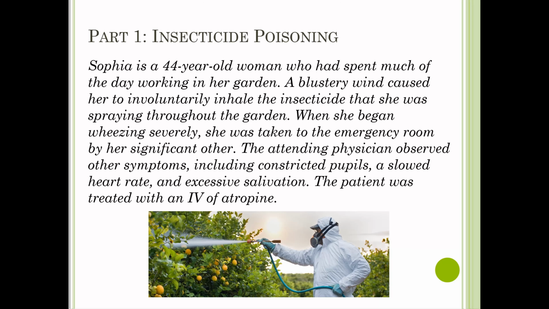Sophia is a 44-year-old woman who had spent much of the day working in her garden. A blustery wind caused her to involuntarily inhale the insecticide that she was spraying throughout the garden. When she began wheezing severely, she was taken to the emergency room by her significant other. The attending physician observed other symptoms, including constricted pupils, a slowed heart rate, and excessive salivation. The patient was treated with an IV of atropine.